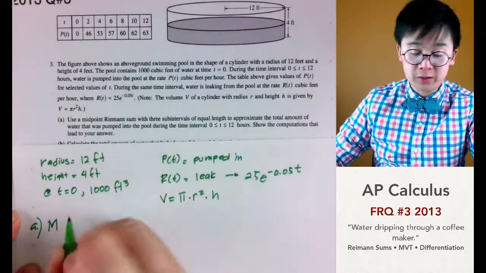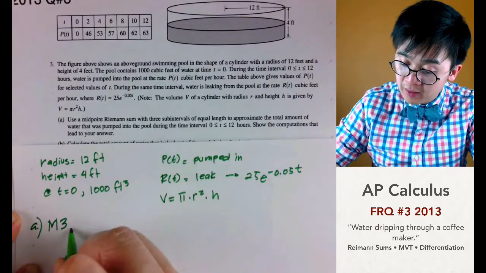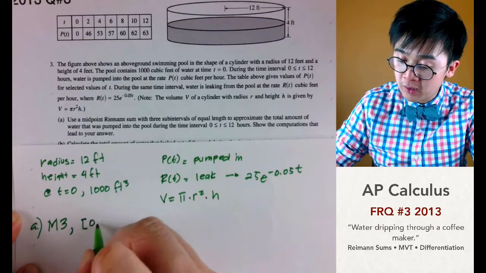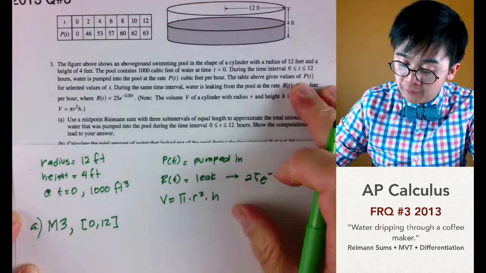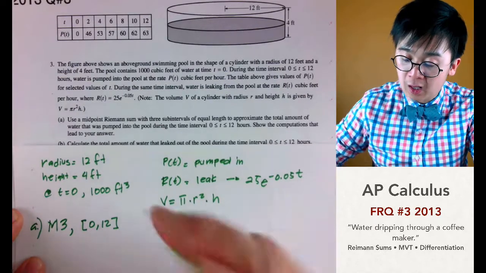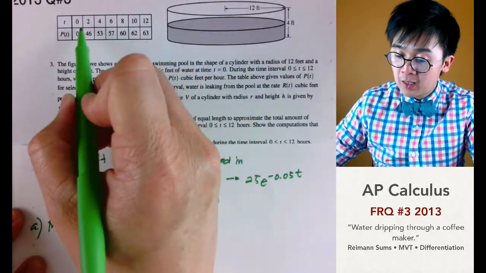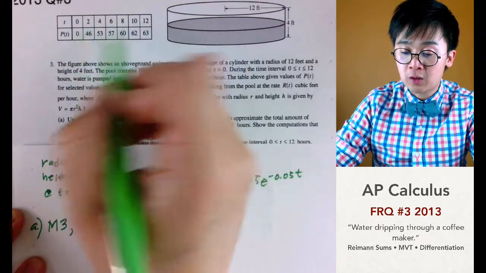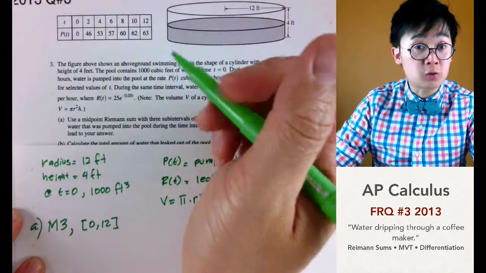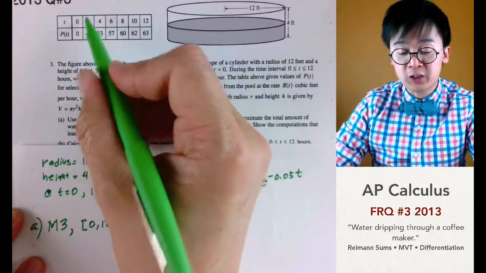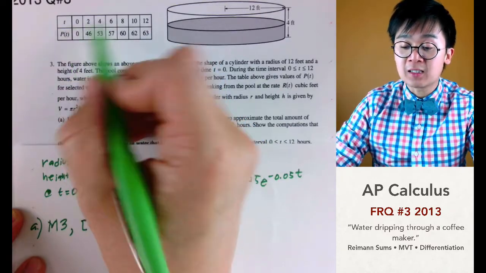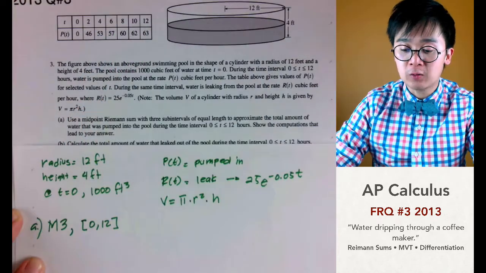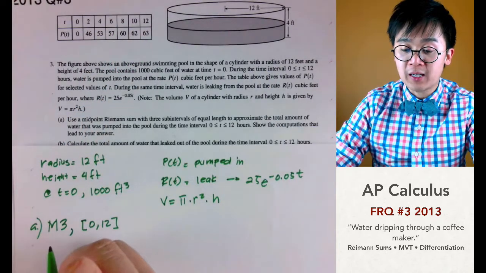For problem letter A, using the midpoint formula with 3 sub-intervals, we're supposed to approximate the total amount of water in this pool from 0 through 12. So the midpoint formula is given by using 3 sub-intervals. Our intervals will be from 0 to 4, 4 through 8, and 8 through 12. So that's the 3 rectangles that we are visualizing in our head. And since it's the midpoint formula, we'll be using the middle value of each rectangle, which in this case is f of 2, f of 6, and f of 10.